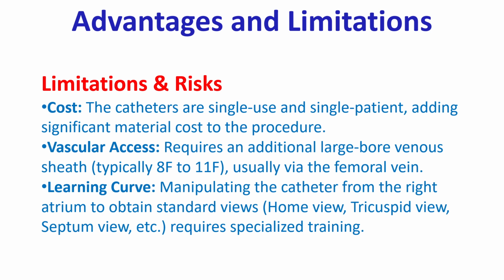Limitations and risks. Cost. The catheters are single use and single patient, adding significant material cost to the procedure. Vascular access requires an additional large bore venous sheath, typically 8 French to 11 French, usually via the femoral vein. Learning curve. Manipulating the catheter from the right atrium to obtain standard views, home view, tricuspid view, septum view, etc., requires specialized training.